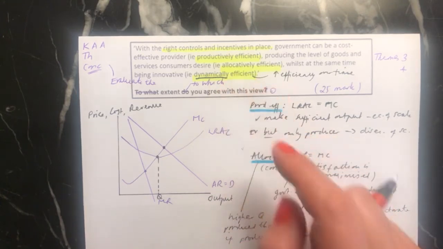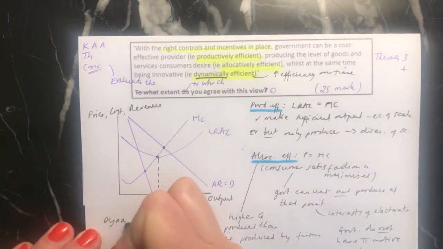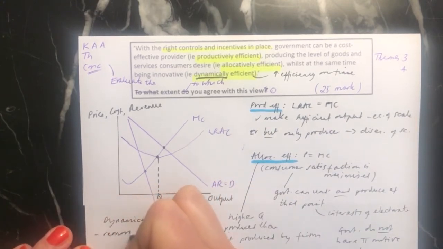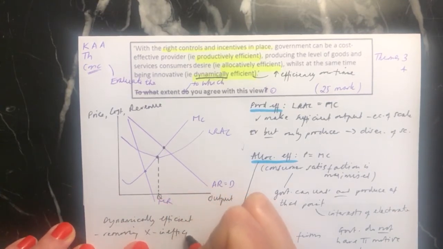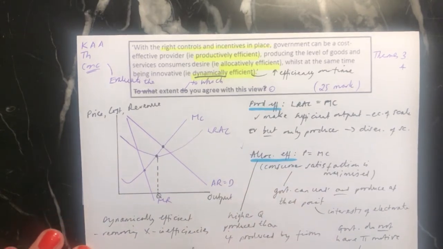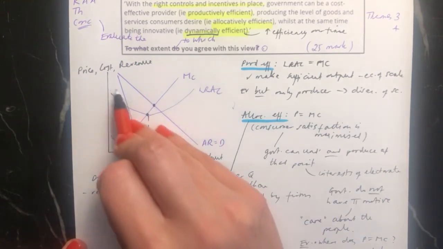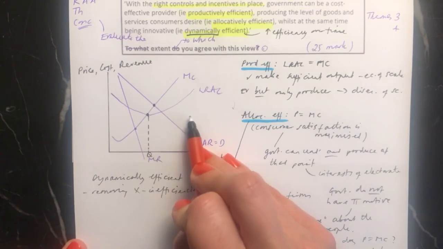If they were being dynamically efficient, they would be removing X inefficiencies. That means they'd be cutting out any extra costs that they have which are unnecessary. So for example, if they are allowing everybody to have 4-hour tea breaks every day at work, if they got people not to do that, that would be cutting out X inefficiencies. If they were sending people always first class to fly to other countries to have meetings, and they then started sending them business class or doing video conferencing, that would cut out X inefficiencies. Overall, if you take out X inefficiencies, your long run average cost curve comes lower down on the diagram.